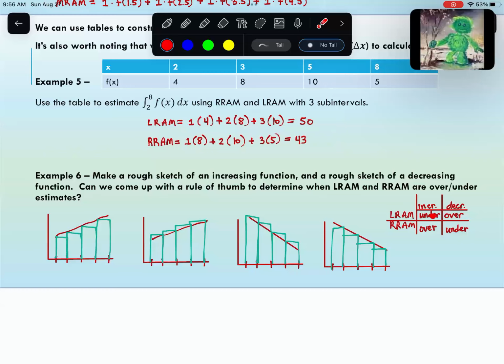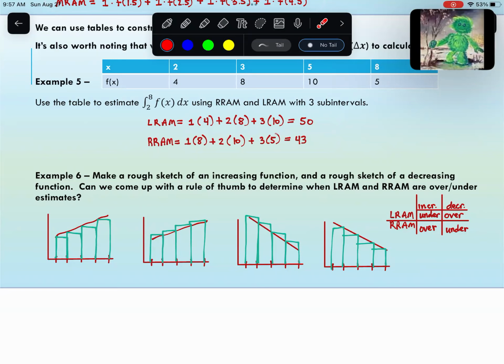And I've notated that in my chart off to the right here. If I have LRAM with an increasing function, you always get underestimates. Second picture, now I'm going with RRAM rectangles. Your heights are based off of the right side. Function is increasing, so the right side is taller than the left side. All my rectangles are now over. RRAM with increasing function gives you an overestimate.